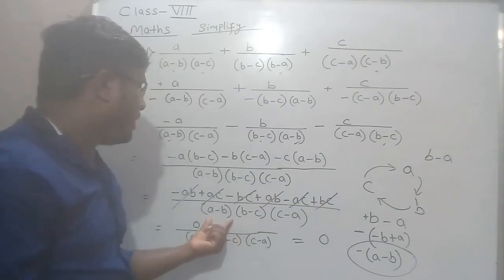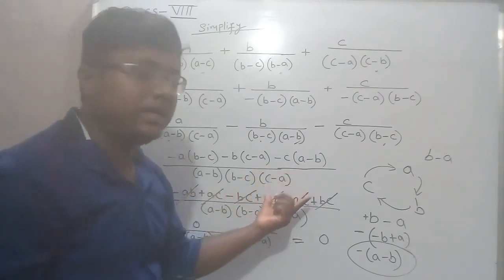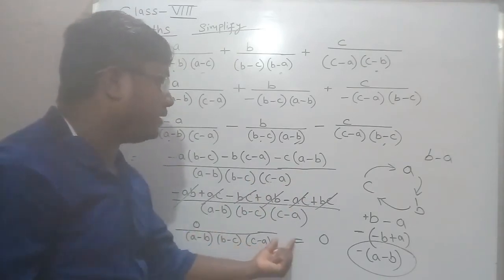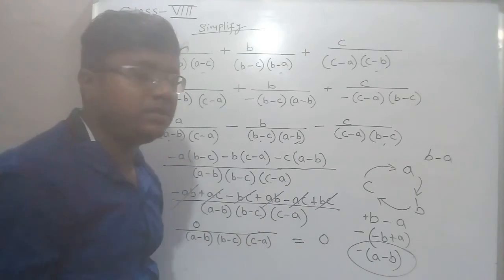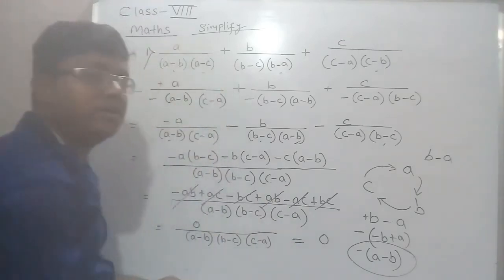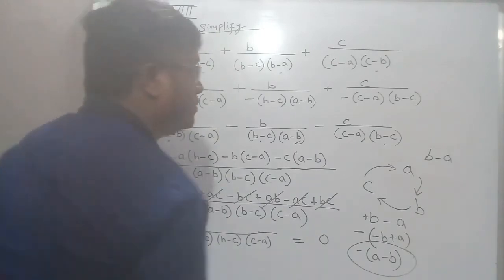Okay, upon A minus B, B minus C, C minus A, the numerator all will be cancelled and you will get 0 upon A minus B, B minus C and C minus A. That is 0 upon something, which is 0. That is your answer. Okay, so based on this question, I hope you have understood. I will give you some questions to practice, please do it.